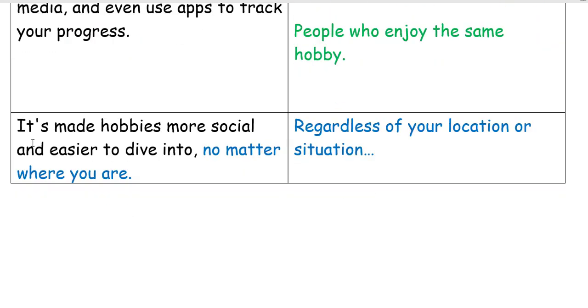Okay, next, it's made hobbies more social and easier to dive into no matter where you are. The phrase no matter where you are means regardless of your location or situation. You might be in America, you might be in England or Australia, right? Regardless of your location, no matter where you are.